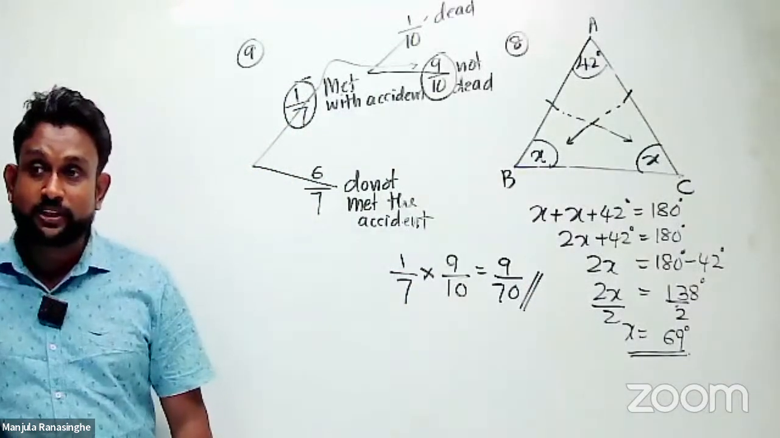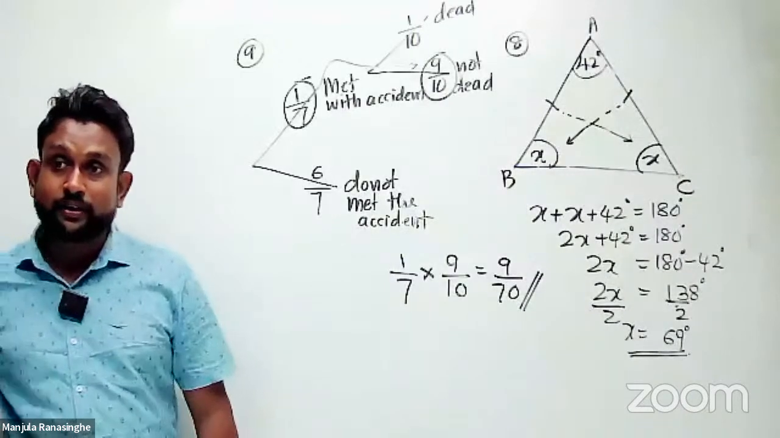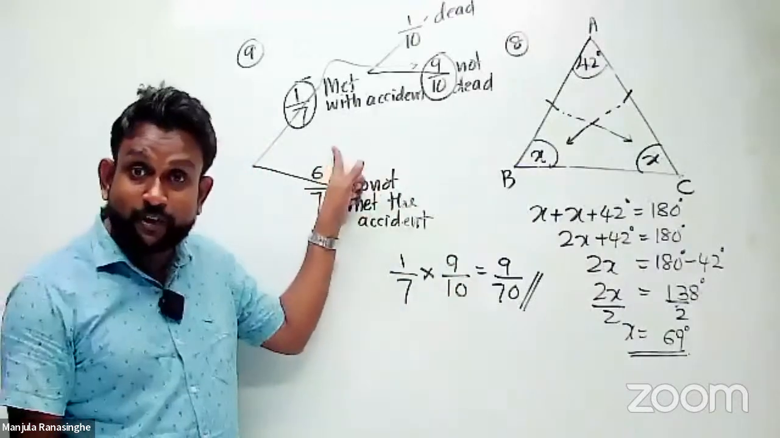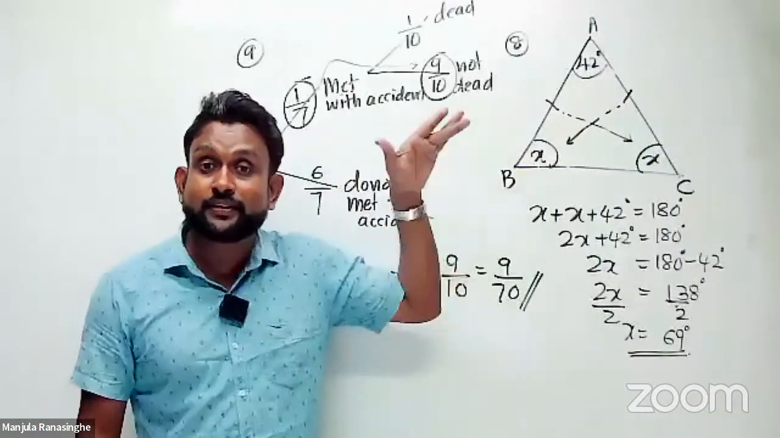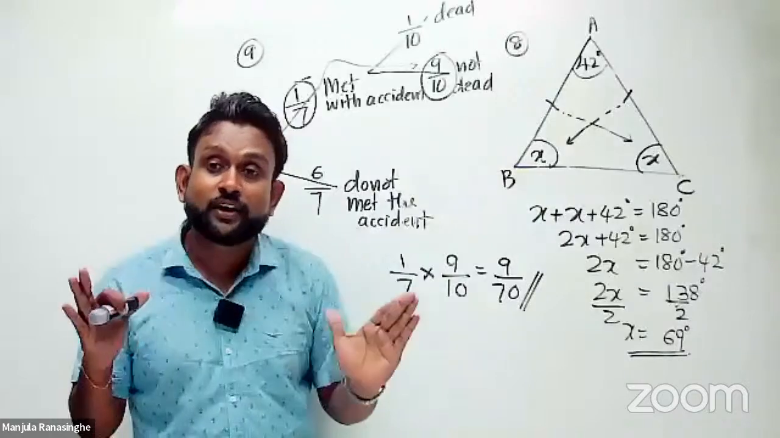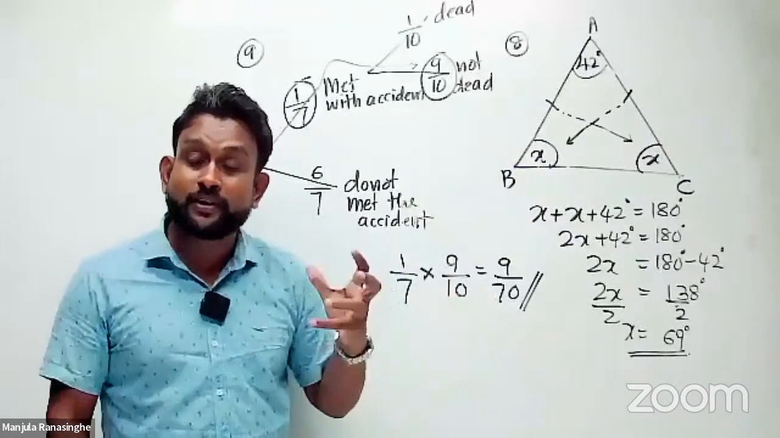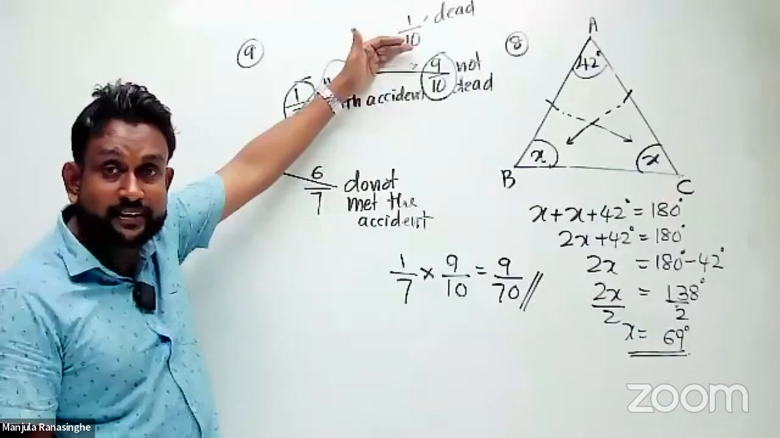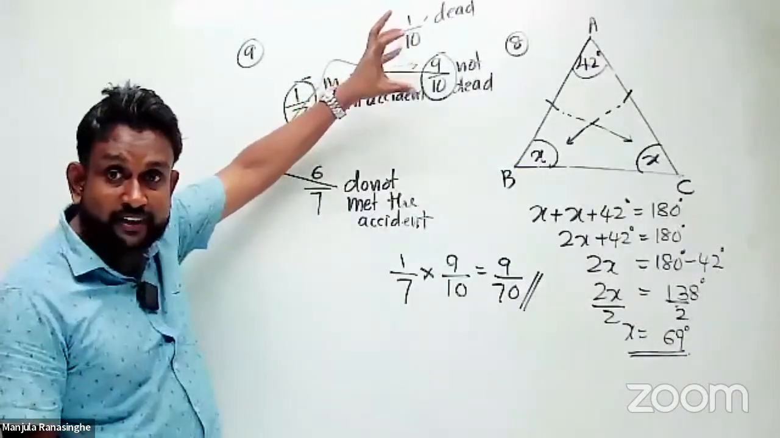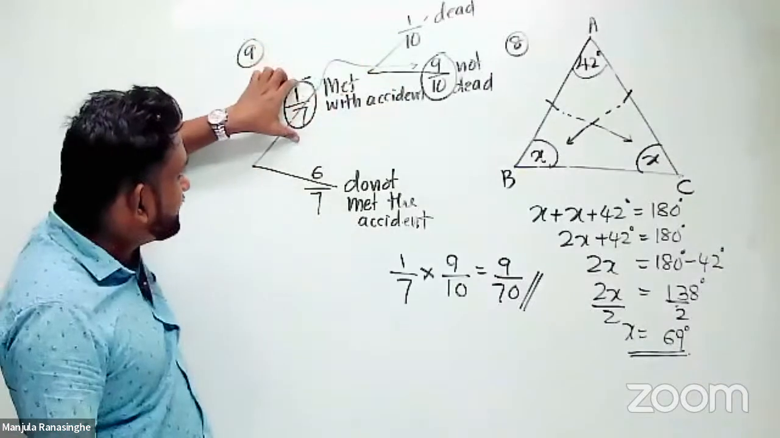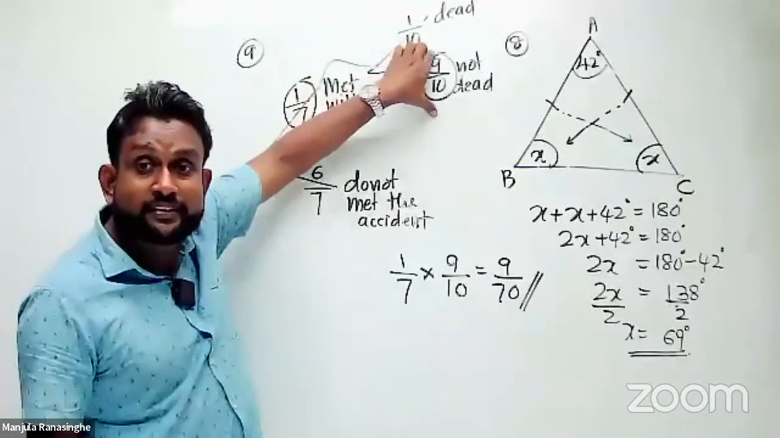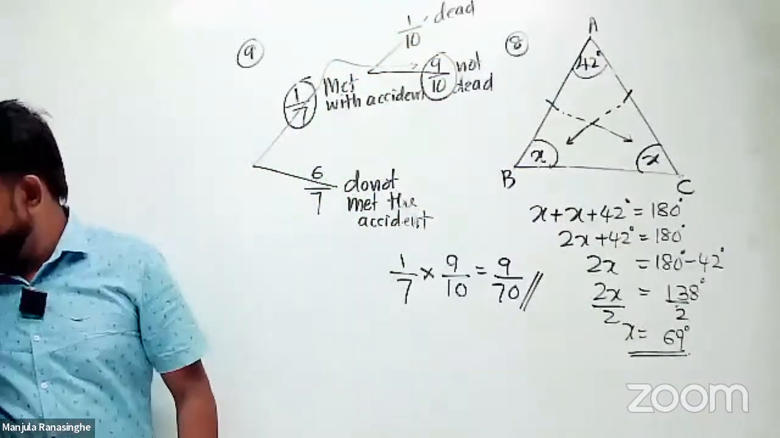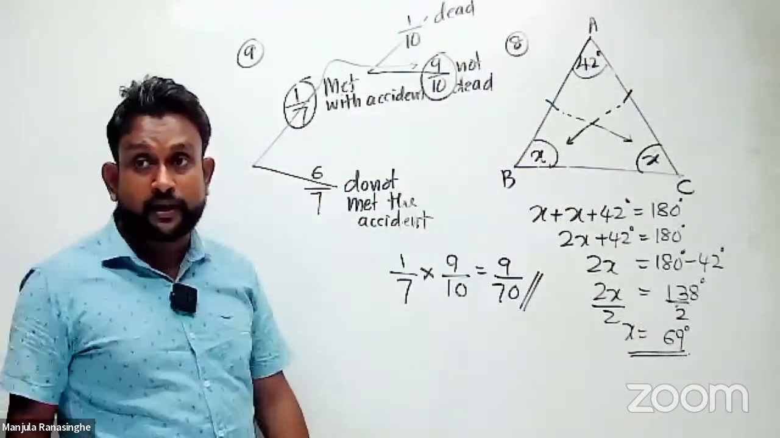A different question, right? And a logical one. Meeting with accident is 1/7, not dead is 9/10. Just multiply these probabilities. This is a very detailed explanation, but in the first paper there is no need to draw this tree diagram. That is not compulsory, but you can take the meeting accident probability and the not-dead probability, and just multiply the events. Okay, right, fine.